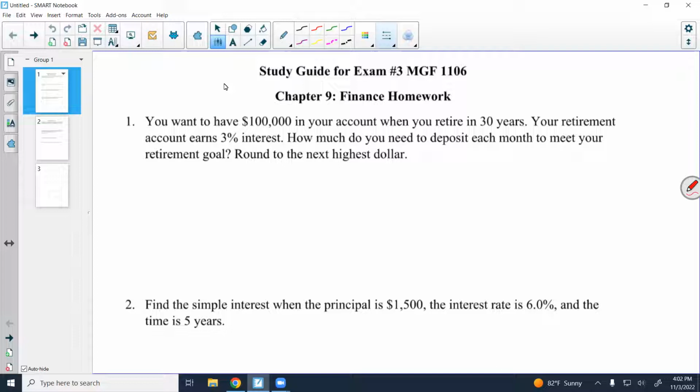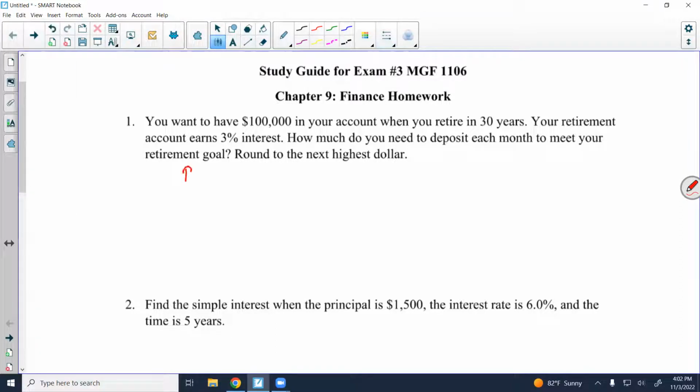So we're putting money into a retirement account. So this is inputting money into an annuity, and the formula was P equals D times ((1 plus R divided by K) to the NK minus 1) over (R divided by K). So the variables we have here are P, D, R, K, and N.